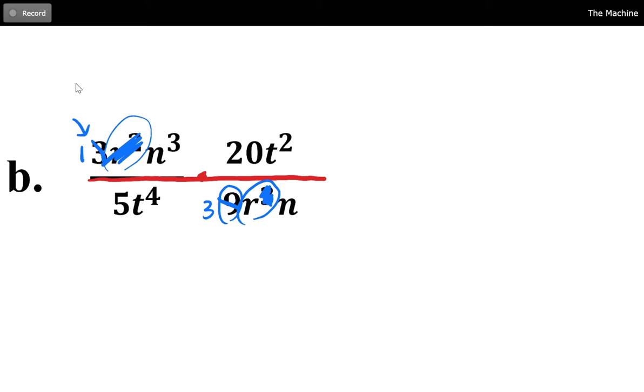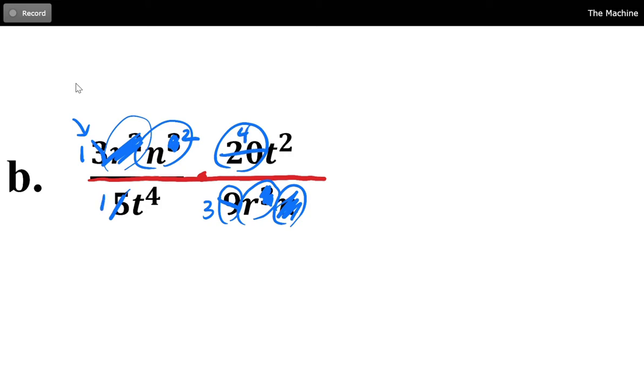Now move on to the n's. I've got 3 n's on top, n cubed. Do I have any n's on the bottom? Yes, 1 right there. So one of those will cancel, leaving me 2 of these remaining. Keep going, go to the 20. Will 20 divide by anything on the bottom? Yes, divide by that 5. That's going to leave me a 1. Cancel this, that's going to leave me a 4.